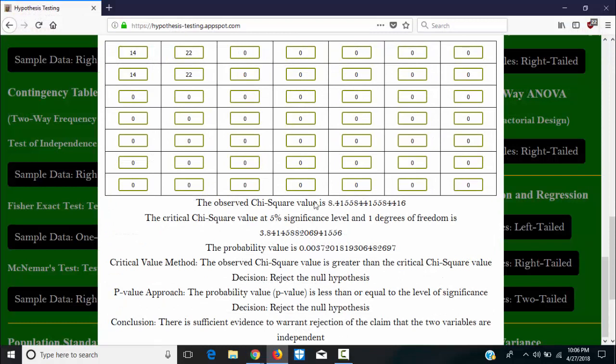Let's look at the decision and conclusion here. Reject the null hypothesis. And these are the reasons: testing it with the critical value method, and testing it with the p-value approach. Of course, these two methods give you the same decision and the same conclusion. So the decision is to reject the null hypothesis because there is sufficient evidence to warrant rejection of the claim that the two variables are independent.